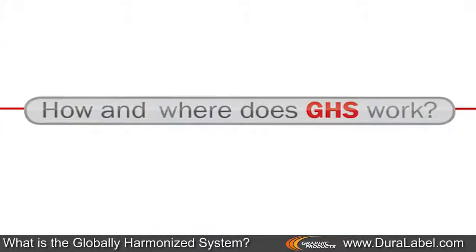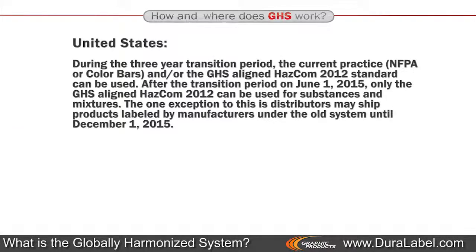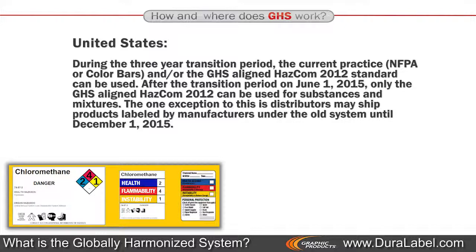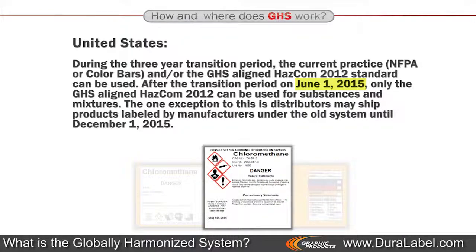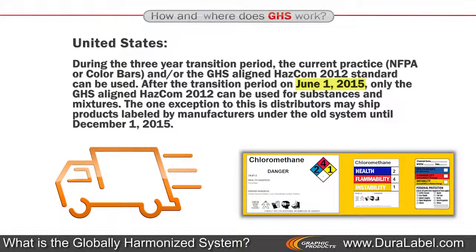How and where does GHS work? During the 3-year transition period in the United States, the current practice can be used, as well as the GHS-aligned HazCom 2012 standard. After the transition period on June 1, 2015, only the GHS-aligned HazCom 2012 standard can be used for substances and mixtures. The one exception to this is distributors may ship products labeled by manufacturers under the old system until December 1, 2015.